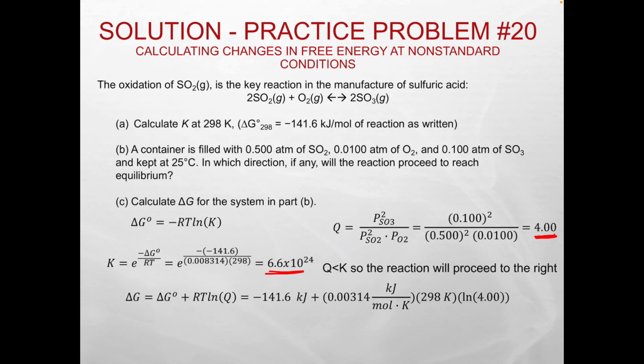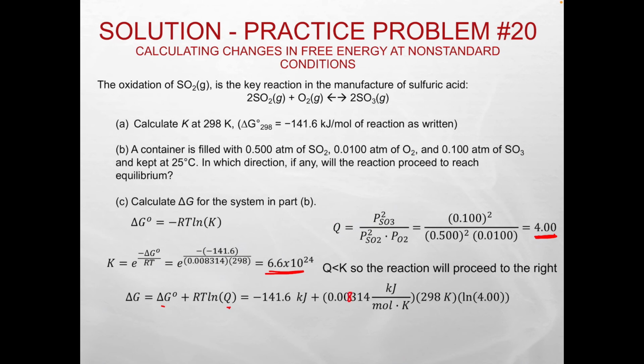And then in our last bit, we're asked to calculate delta G of our system. Since we are not at standard conditions, right, we have different pressures, so we'll need to use this equation. So we have delta G naught, which was given to us in the problem for part A, and then we calculated Q in part B, and so we can just plug that all in here.